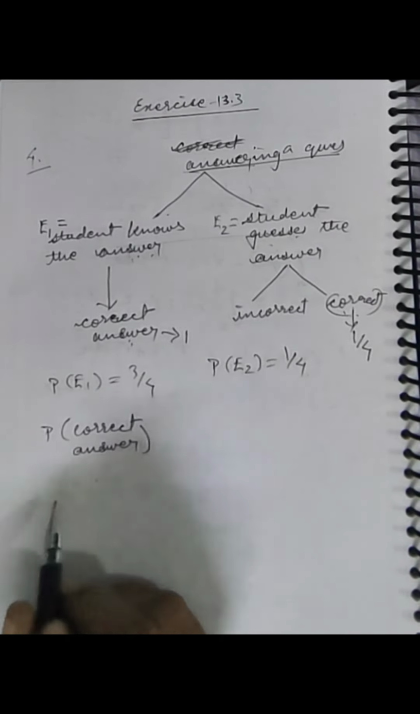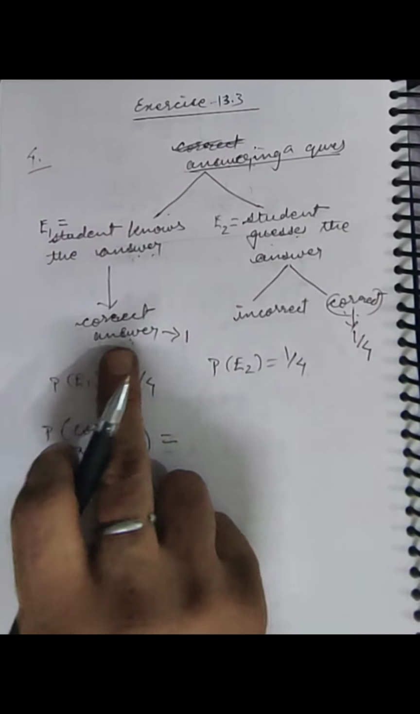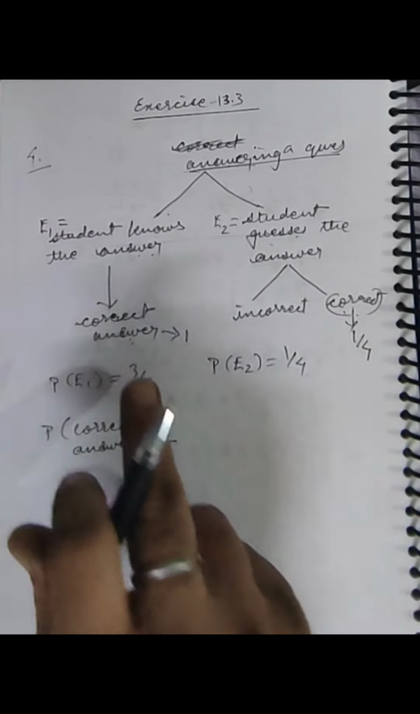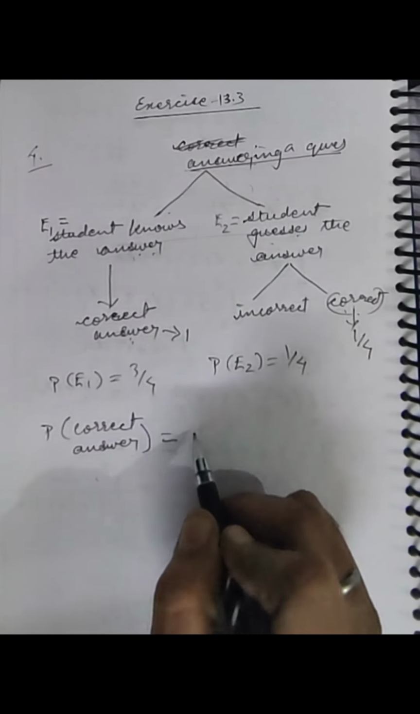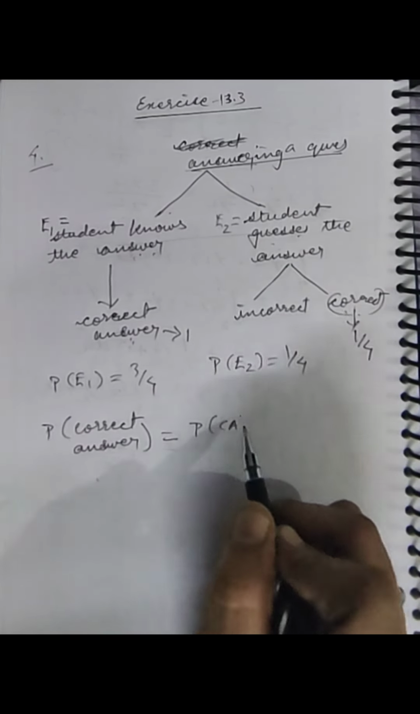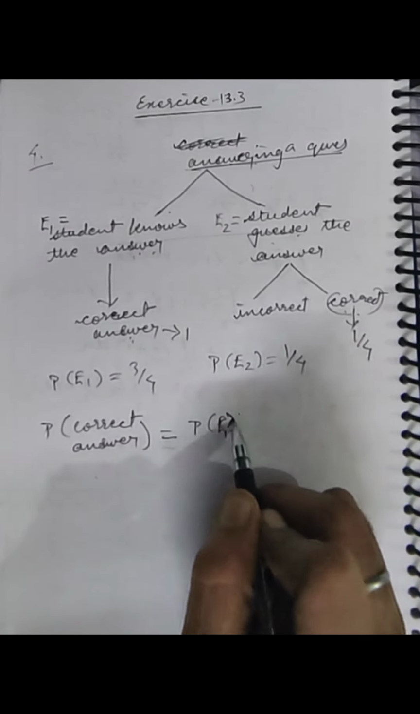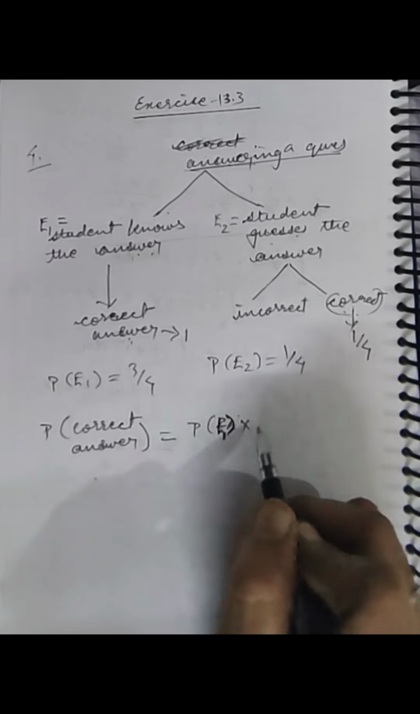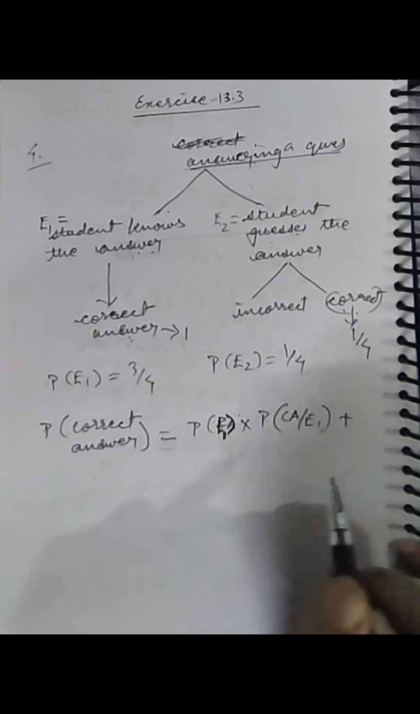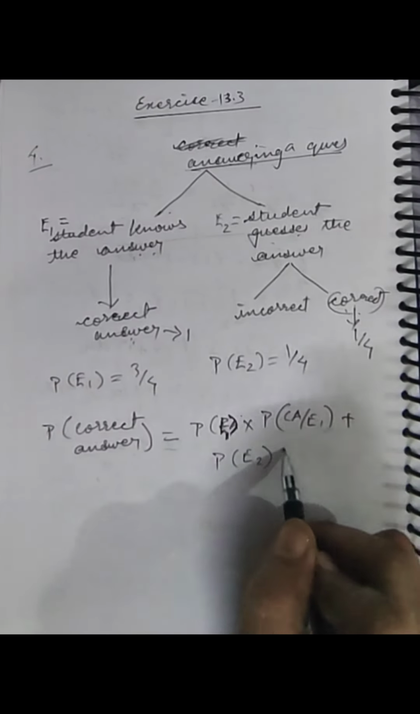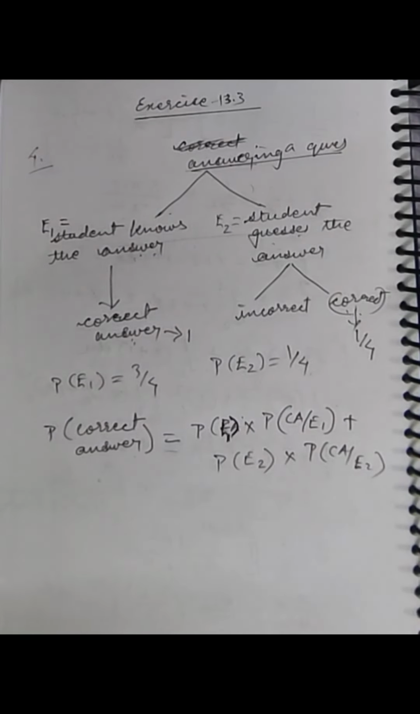This can be expanded by the law of total probability. As I was saying recently, when we discuss the probability at this third level, we apply the law of total probability. Correct answer belongs to two events, so this will be the probability of correct answer. First of all, in the case of E1, we write the probability of E1 by the law of total probability, multiplied by the probability of correct answer in the case of event E1, plus the probability of E2 and the probability of correct answer in the case of event E2.